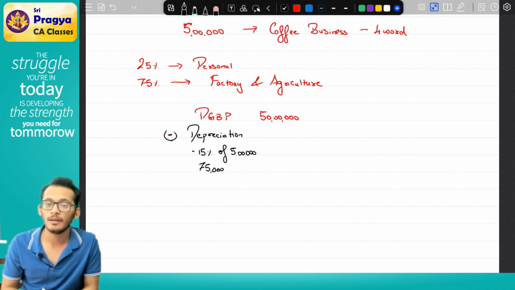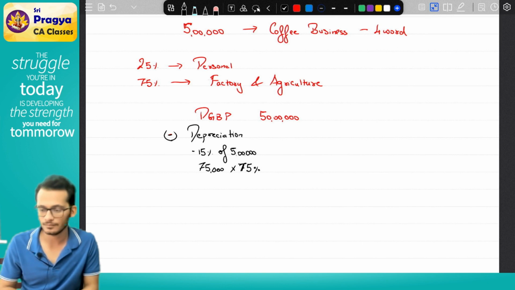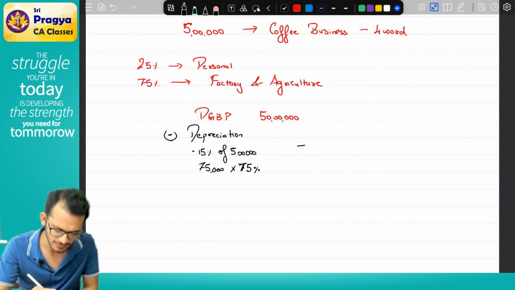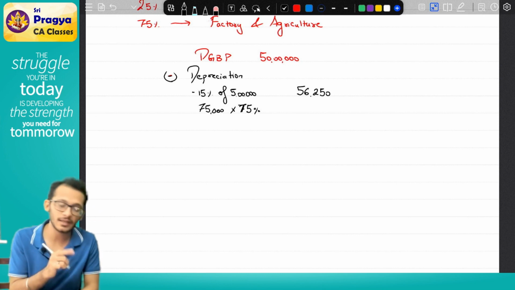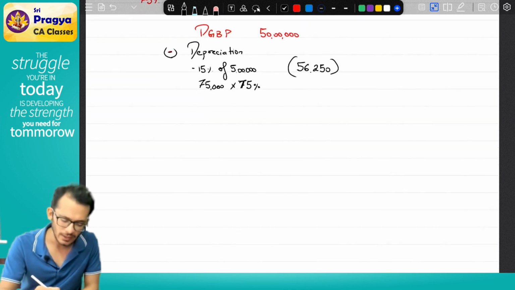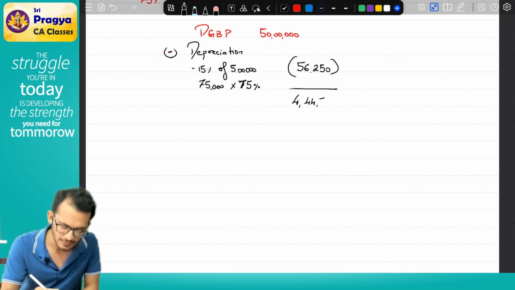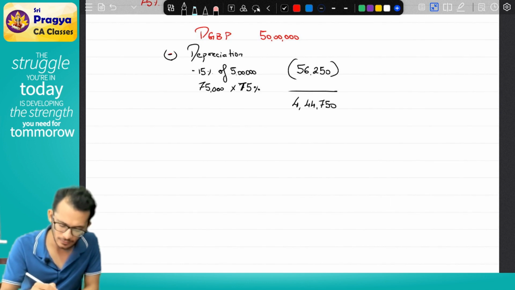No, because 25% is going to personal. So remove 25%. I can only claim 75%. Number is 56,250. Can I claim the whole 56,250, Rahul? Yes, because I am going to split into agriculture and business after all this gets over. So I'm going to reduce the whole 56,250. 5 lakhs minus 56,250 will become 4,43,750.